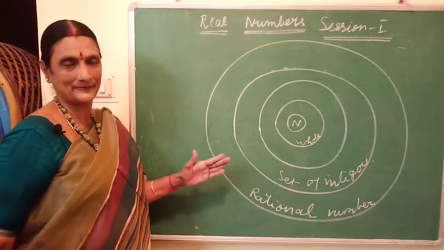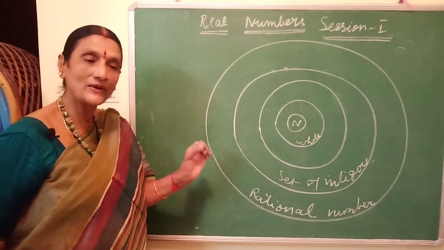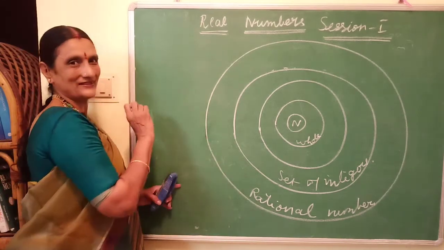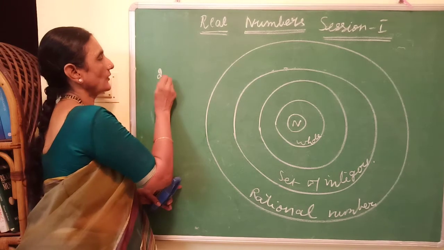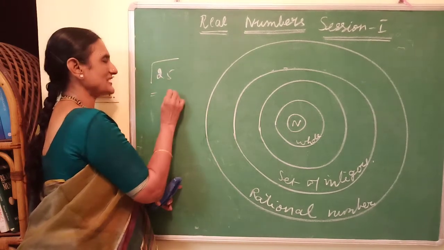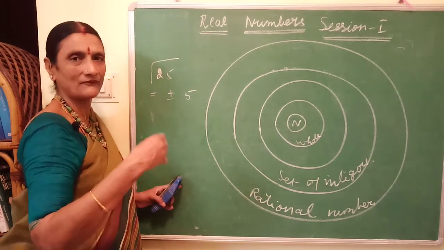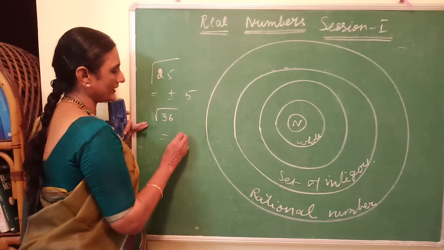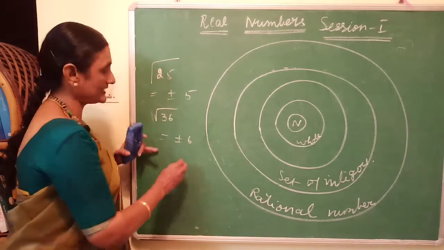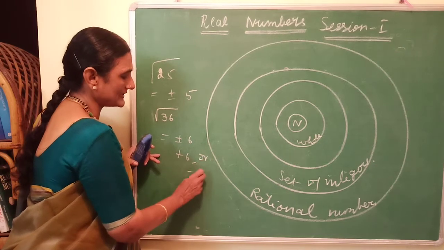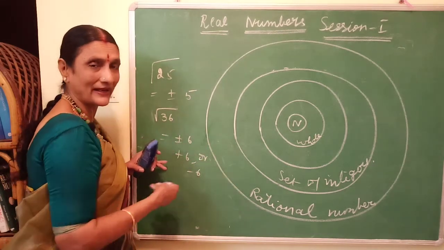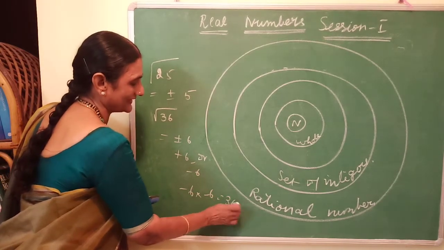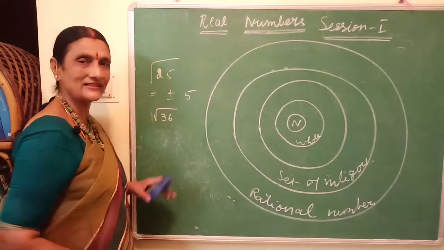We were comfortable with rational numbers. Again, some situations occurred. How? Suppose we find the square root. If you find the square root of 5, you will write it as plus or minus root 5. When you write the square root of 36, it can be plus or minus 6, that is, plus 6 or minus 6. You know why it is like that: 6 into 6 is 36, and minus 6 into minus 6 is also 36. Therefore, when you are writing like this, it's okay.